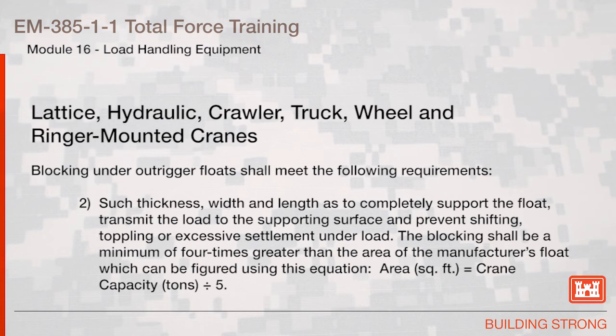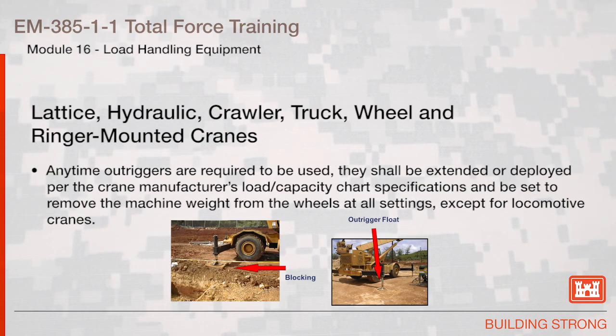The blocking shall be a minimum of 4 times greater than the area of the manufacturer's float, which can be figured using this equation, where the area, measured in square feet, is equal to the crane capacity in tons divided by 5. Anytime outriggers are required to be used, they should be extended or deployed per the crane manufacturer's load and capacity chart specifications and set to remove the machine weight from the wheels at all settings, except for locomotive cranes.